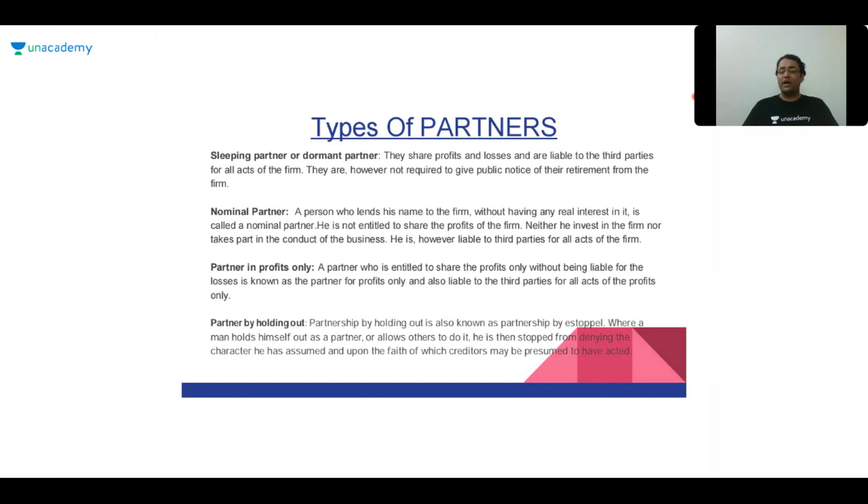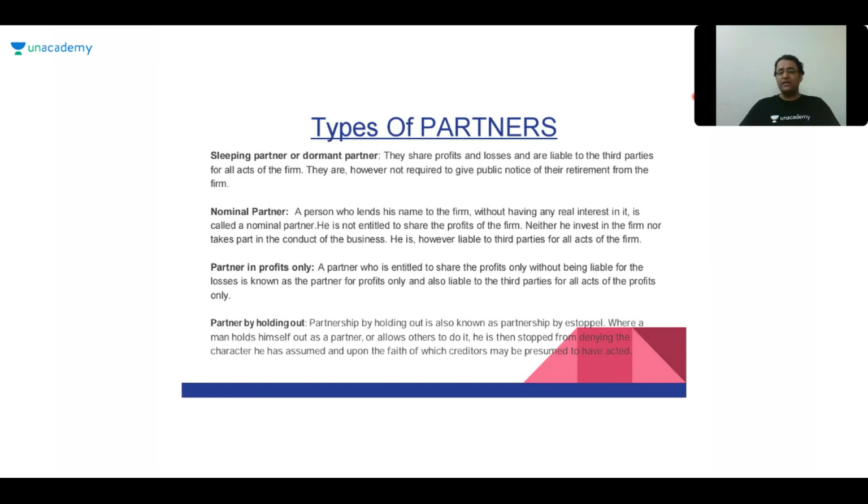If someone openly comes out in the public and says, yes, I am a partner in this particular firm, and I know the people and their product and it is very good, in that case, he is a partner by holding out. In the end, if any liability occurs to any third person, he cannot say, no, I'm not a partner, I'm just a partner by holding out. He will be liable.